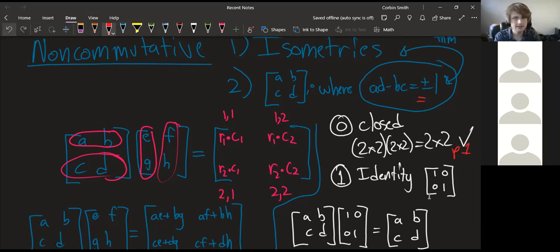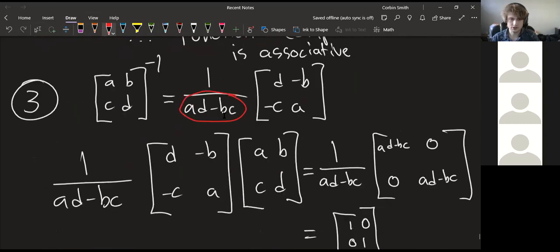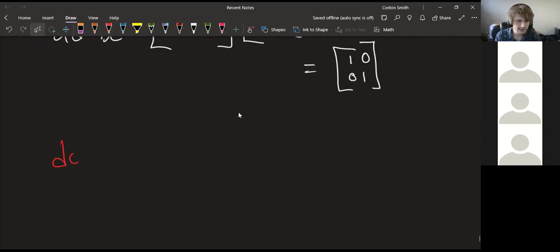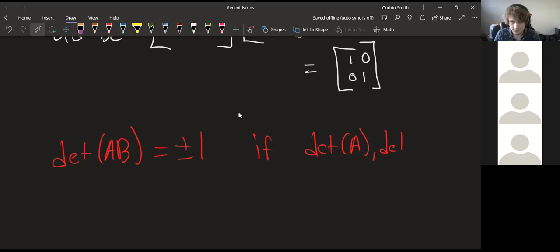If this was just not equal to 0, well, I guess we still haven't shown that. What we need to show is that this quantity, the determinant of the matrix, is still plus or minus 1 if the original two were plus or minus 1. Right, so what we need to show is that det of A times B equals plus or minus 1 if det of A and det of B equal plus or minus 1. So there are a lot of really intelligent proofs of this fact, but I'm just going to do the grunty proof.